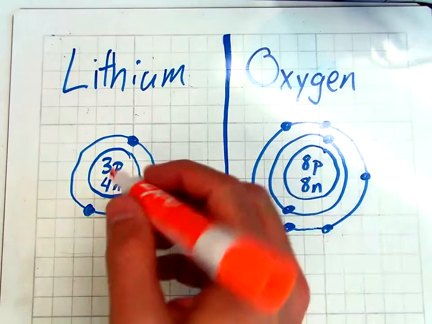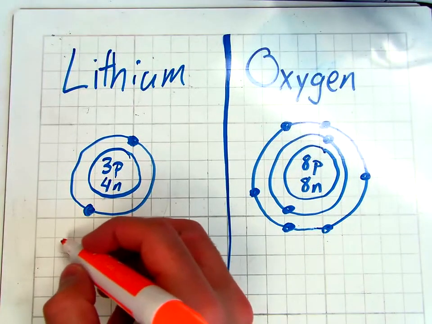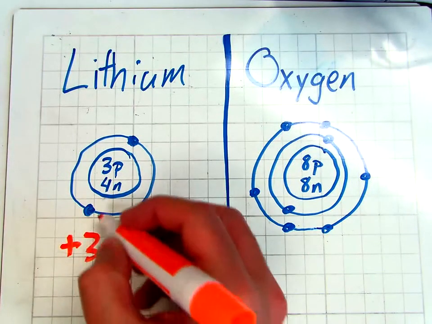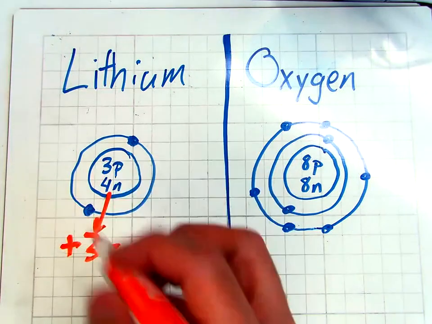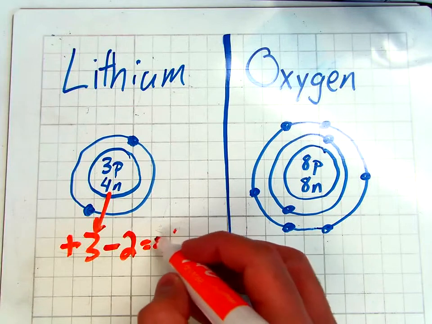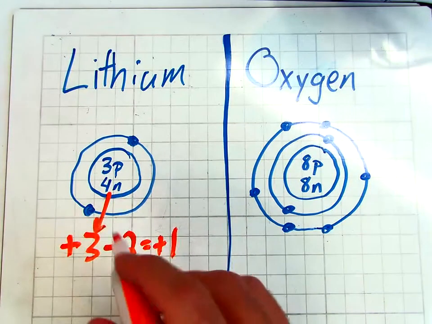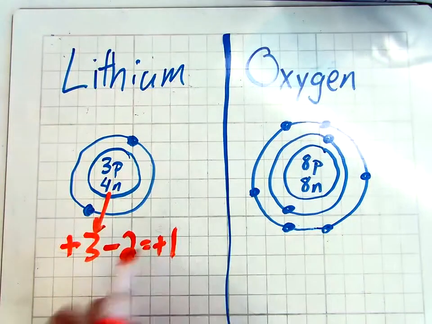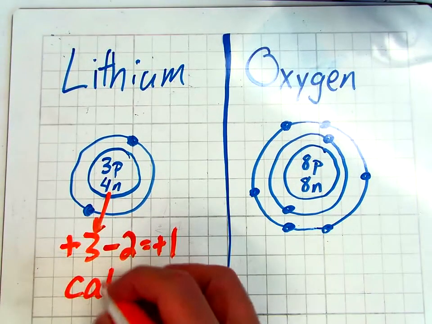And when we look at this, the total charge of this, we've got 3 protons, so the nucleus is a +3. And then we've got 2 electrons, so that's going to be +3 minus 2. This has a total charge of +1. So that's why this lithium forms a +1 positive ion or +1 cation.